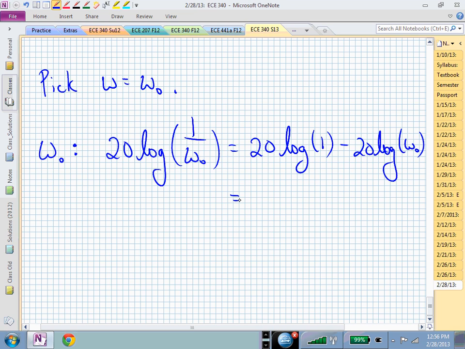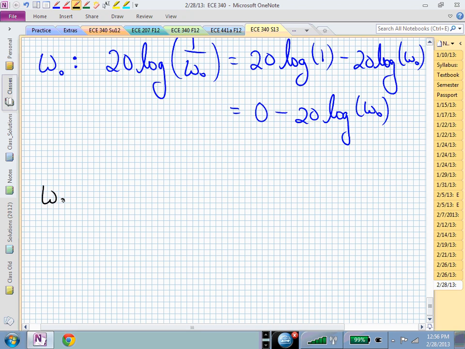What's 20 log of 1? 0. So now we have 0 minus 20 log of omega naught. Suppose we wanted to look at what happens to the magnitude when we're an octave beyond that. An octave beyond that now is saying, let's look at omega 2, which is 2 omega naught. Well, in terms of its magnitude, that's 20 times the log of 1 over 2 omega naught.